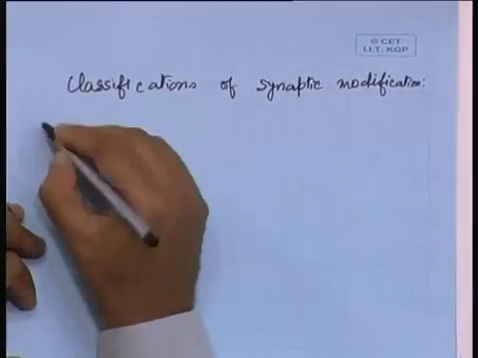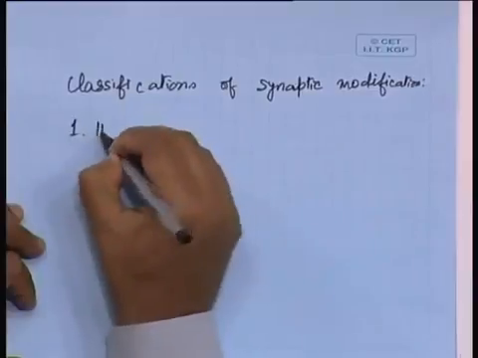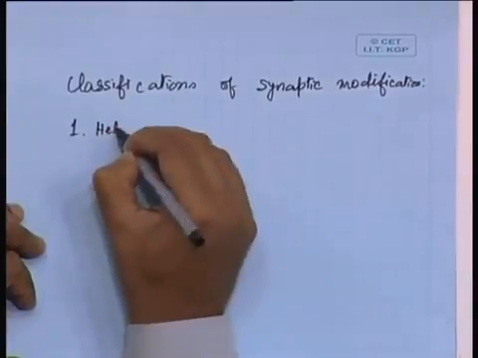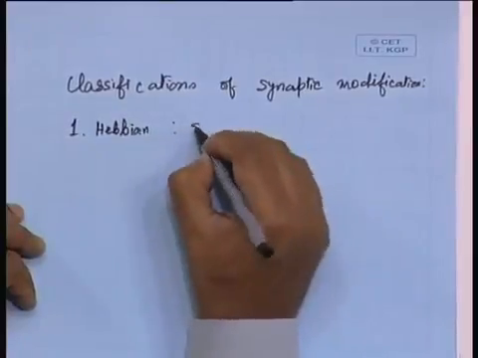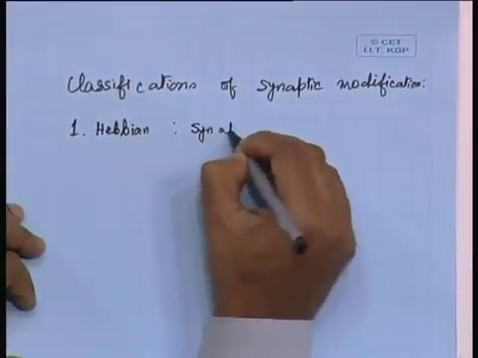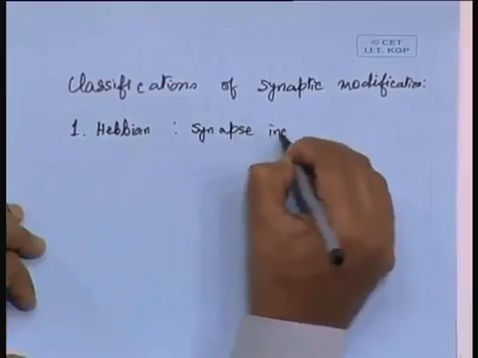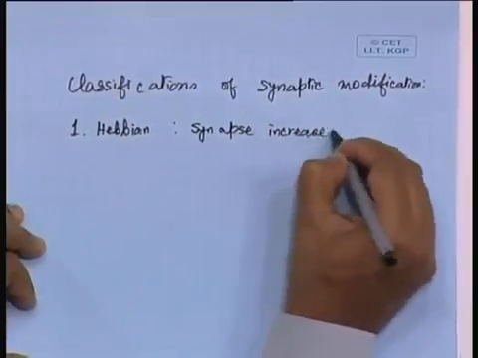One mechanism is the Hebbian synaptic modification, as we have already seen: the synapse that increases its strength with positive correlation.